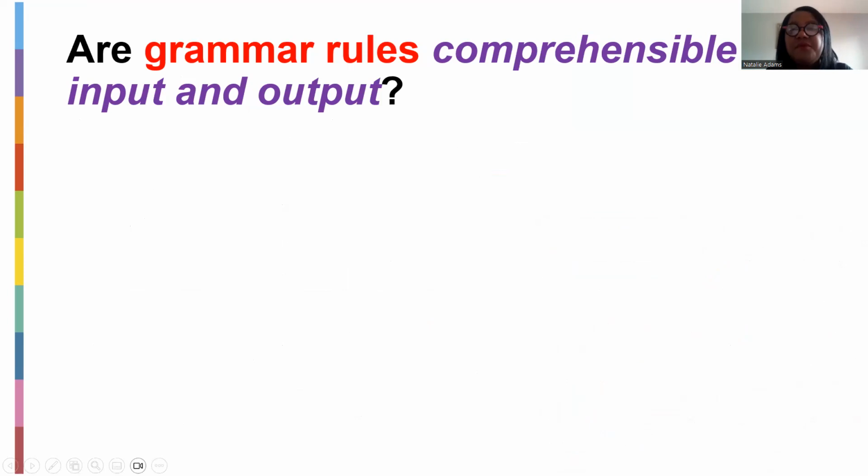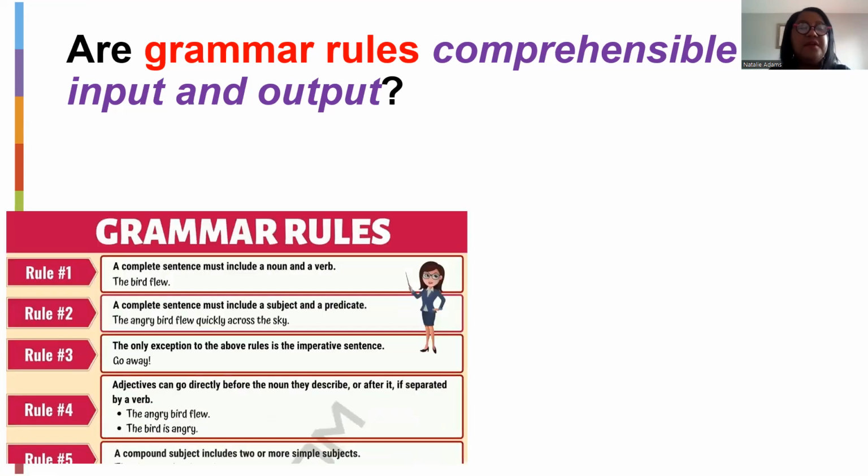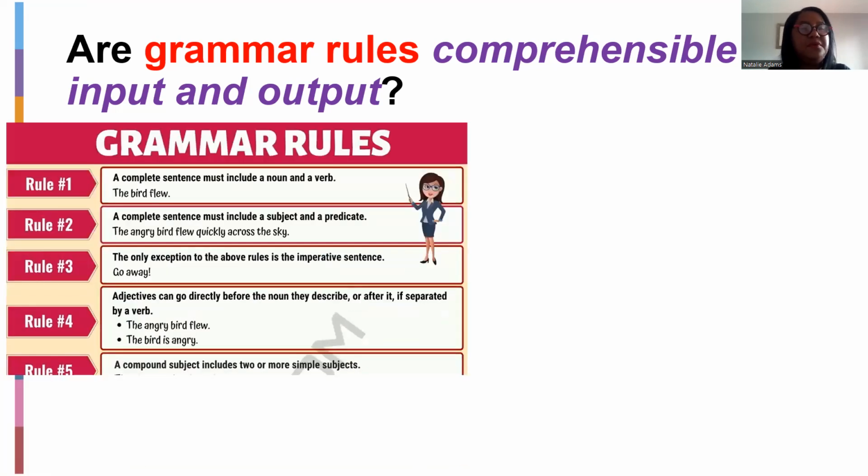Are grammar rules comprehensible input and output? Yeah, are they? What do you think? Okay, so these are grammar rules. Rule number 1, a complete sentence must include a noun and a verb. That's a rule. Okay, the bird flew.